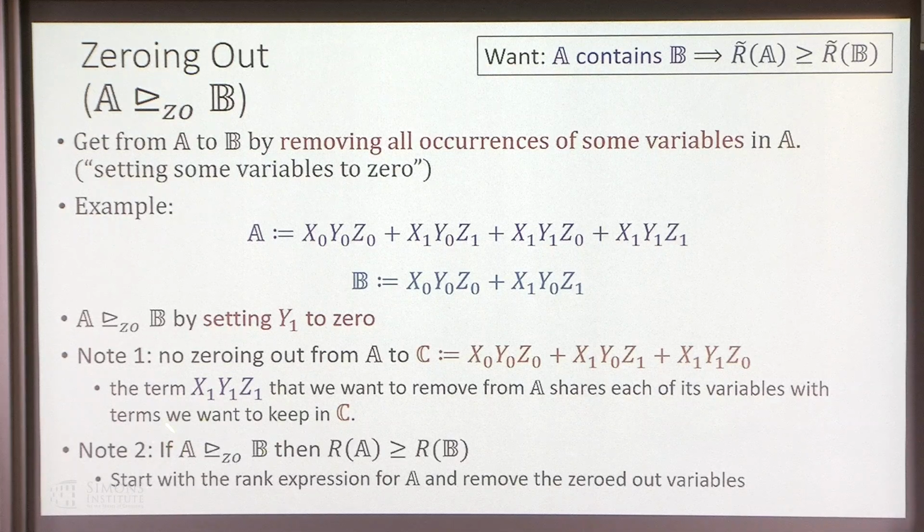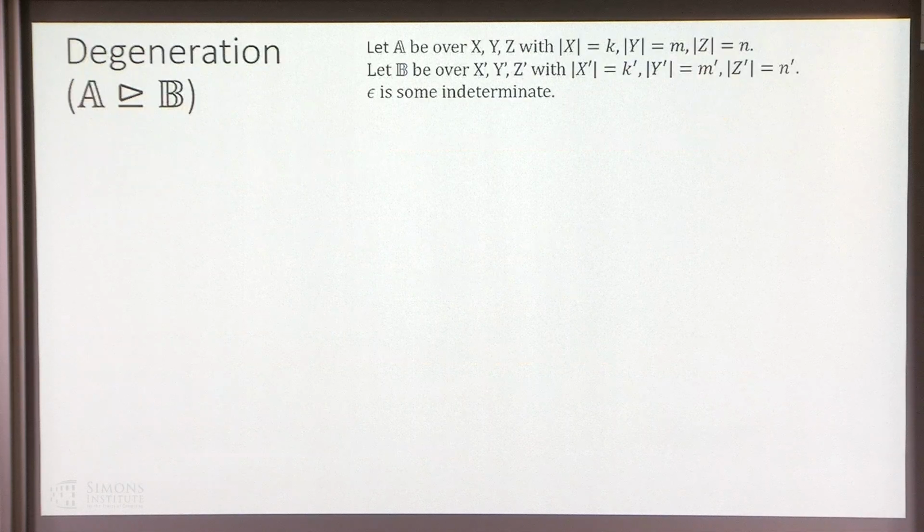Okay, so now another thing that's very, very easy to see is that if A zeroes out to B, then the rank of A is at least the rank of B, which is what we wanted. Basically, you just take the original rank expression and get rid of the variables that you don't need. Okay, so this is good. This is the simplest thing, and in fact, this is what all our approaches do. They actually do zeroing out. Okay, next. I'll define degeneration now.